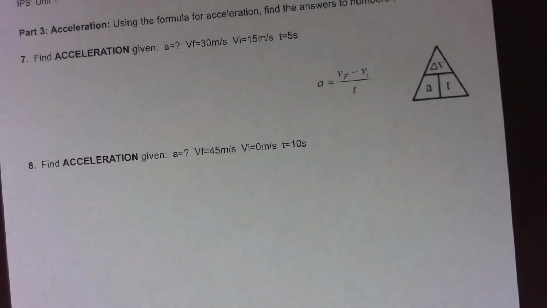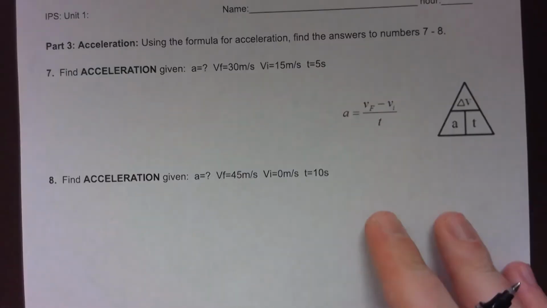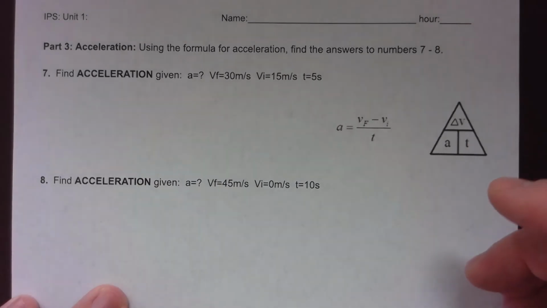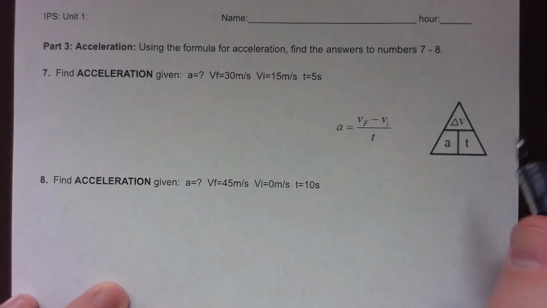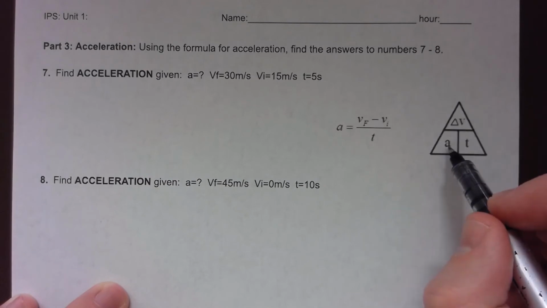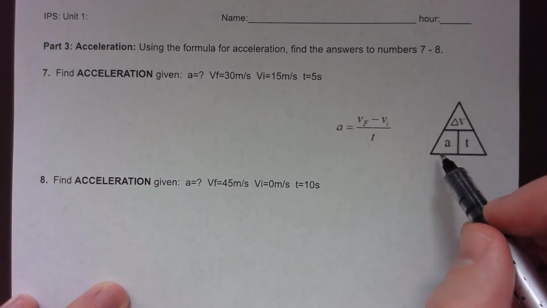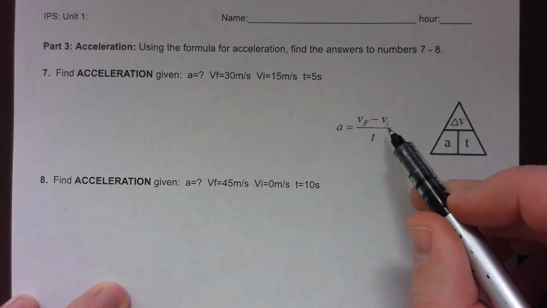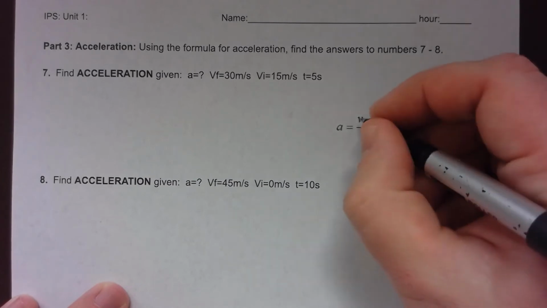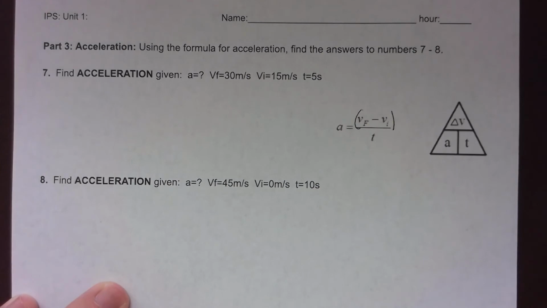Alright, now page 2, talking about acceleration. So remember, the formula for acceleration is going to be the change in velocity over time. So that's what acceleration is equal to. So our final minus our initial divided by time. And remember, this comes first before you need to put it in a calculator.